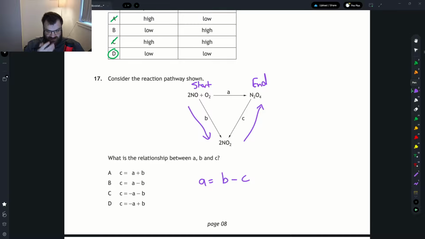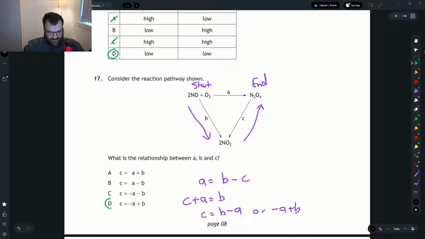Oh, now they're wanting to know what C is. Well, I should have read the question properly, shouldn't I? So do a bit of rearranging. Well, we can move C over to the other side. So C plus A equals B. So C equals B minus A, or minus A plus B. Is that an option? Wow. Okay. Lovely jubbly. Well, haven't they just made that a lot more tricky than it could have been?